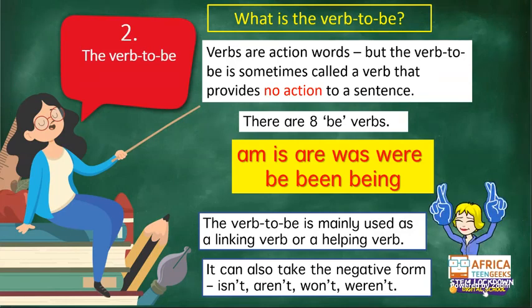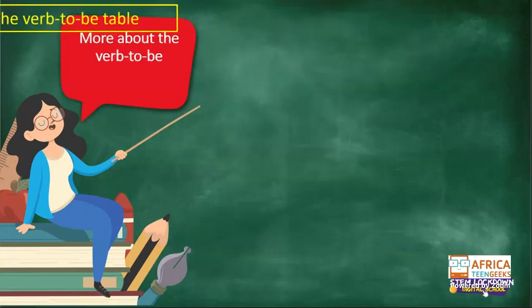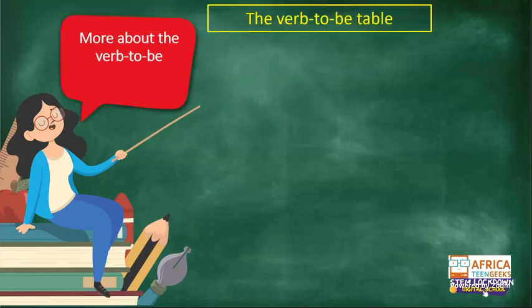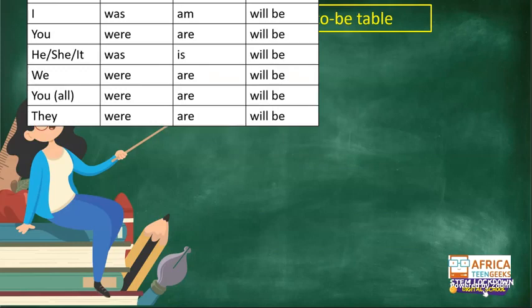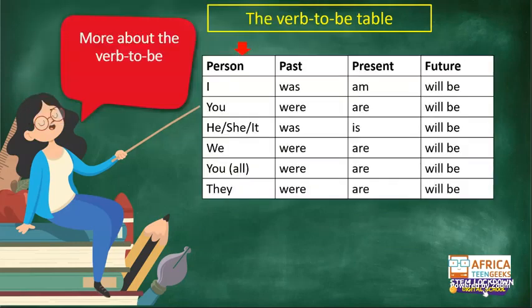So let's just look at this table first. Here's a verb to be table. So here are the subjects of a sentence: I, you, he, she, it, we, you, they. This is how you would use those words in the past tense. This is how you use it in the present tense.